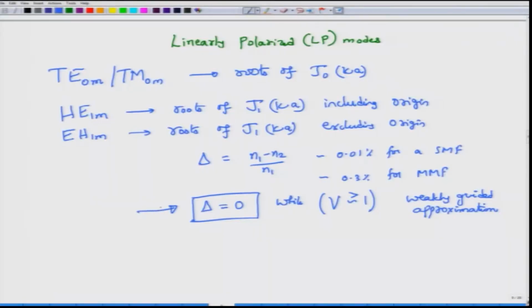Okay. But mathematically I want to go with this so called weakly guided approximation, and this weakly guided approximation was originally formulated by a couple of people. One is A. Snyder. However, the explicit recognition that this is a weakly guided approximation was made using Snyder's results by a person called Gloge, and there is a very famous paper which I will try to upload, and it is very nicely written as well.